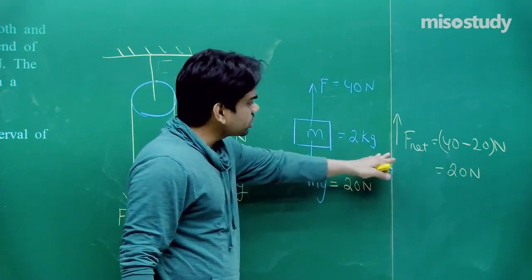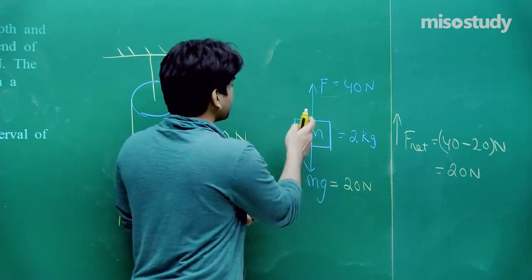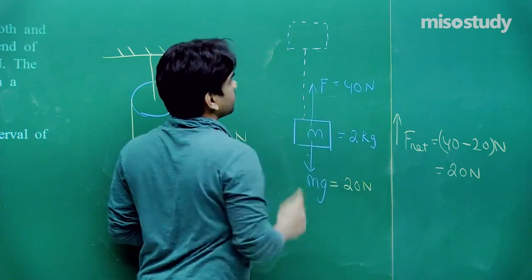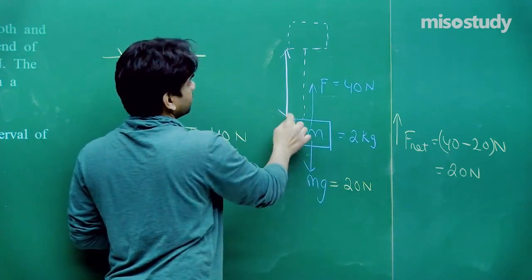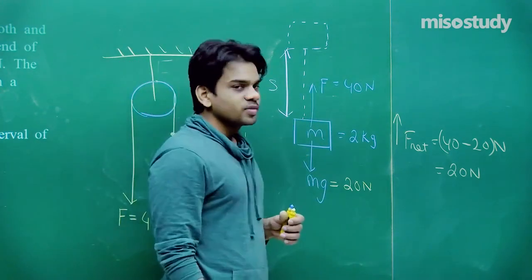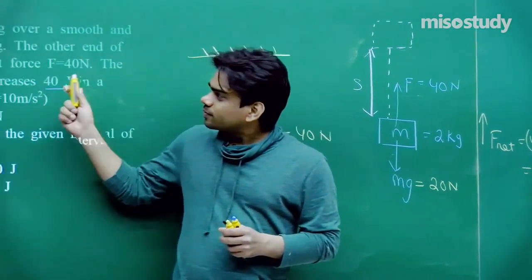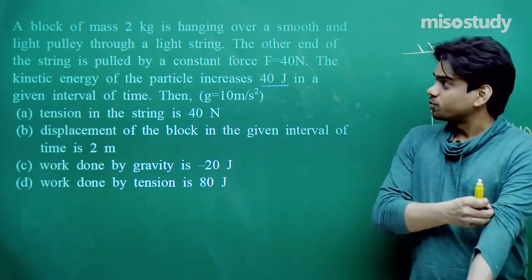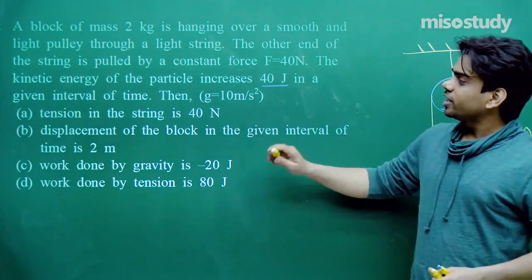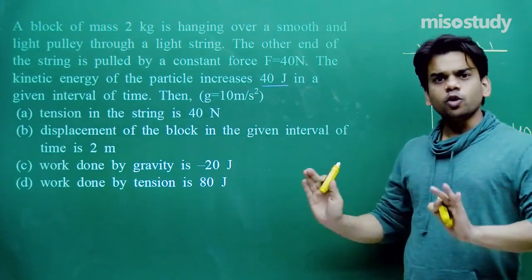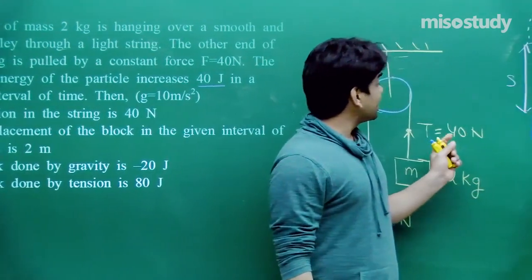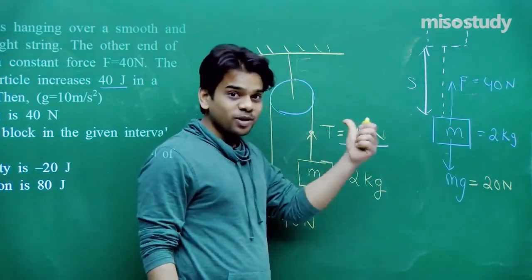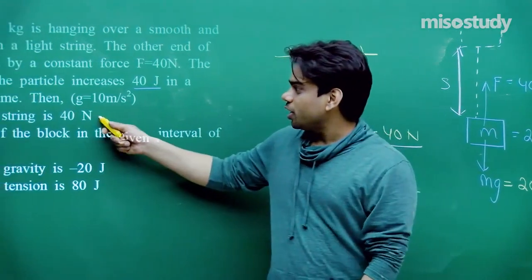Now you see here, due to this net force, the body is displaced along the upward direction, and the displacement has been provided as, let's say, S. We need to find out that the particle's kinetic energy increases 40 joule in a given interval of time. Nothing has been provided about the displacement, and we need to find out tension. The tension in the string is 40 Newton, that's correct, we have seen that here. So tension in the string will remain 40 Newton. That is true. So option number A is true.